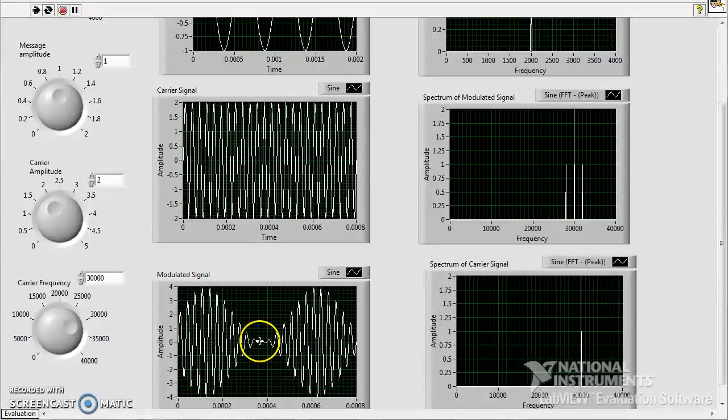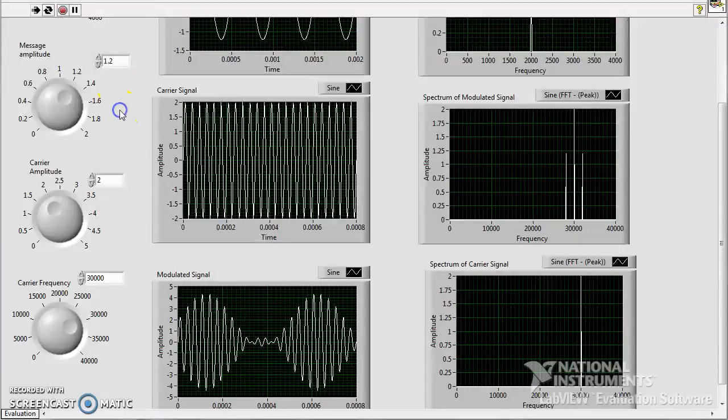that is, wherever you have zero crossings. Next, if I change the amplitude to 1.2 volts, 1.2 plus 1, since it is greater than the carrier amplitude, you could see the overmodulation portion over here. So that is the envelope which is being protruded over here.